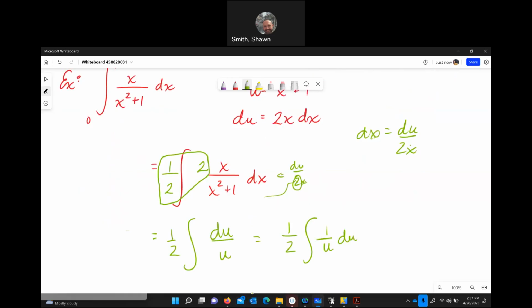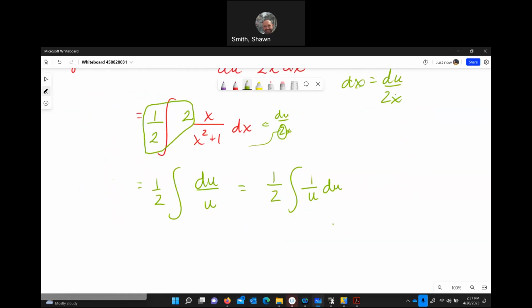If you like it like that. Now what's the antiderivative of 1 over u? Natural log. And we've got to put in my limits of integration. I kind of forgot to put them in there, but we went through the antiderivative. So this is natural log of u.